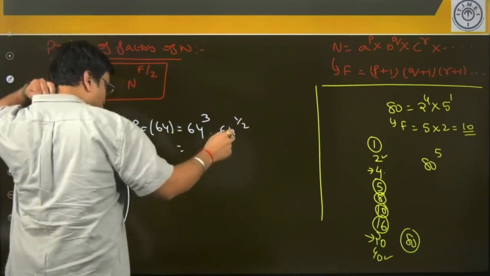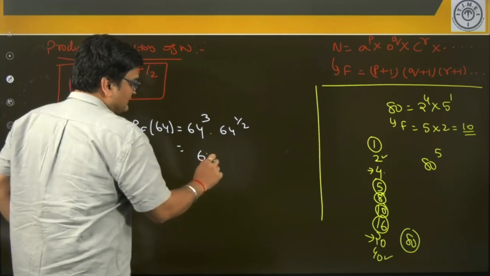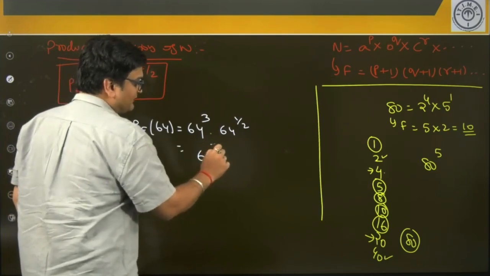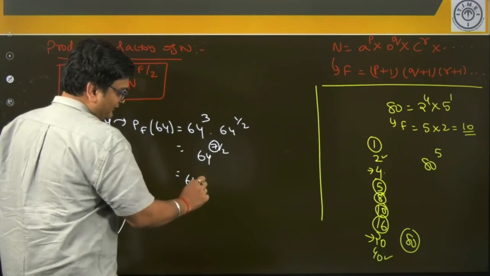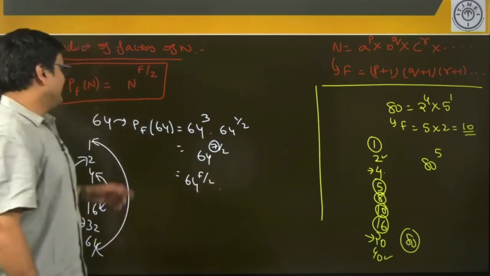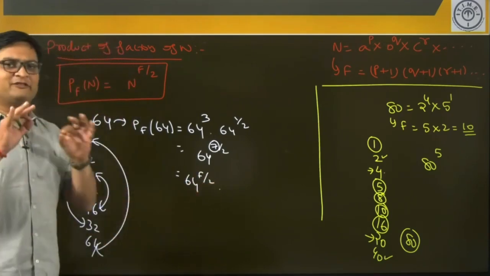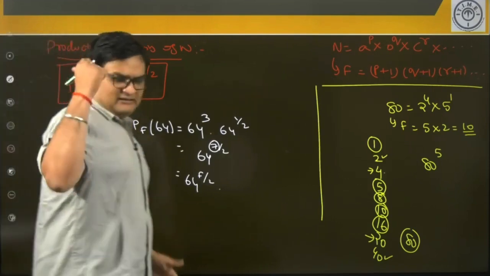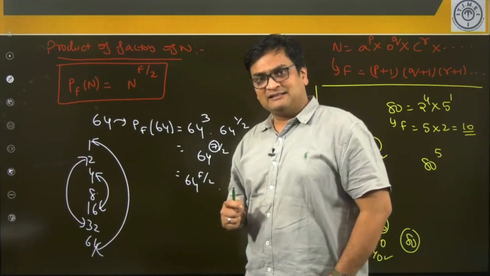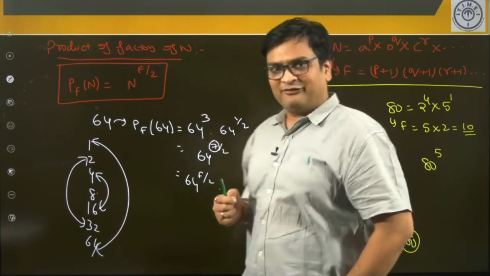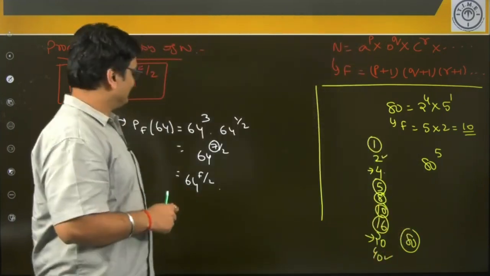So what is 64 cube into 64 power 1 by 2? It is 64 to the power 3 plus 1 by 2, which is 7 by 2. And what is 7? The number of factors. So even if the number is a perfect square, the formula will work absolutely fine. This is one more formula that we should know in case of factors, which is the product of factors of the given number n.